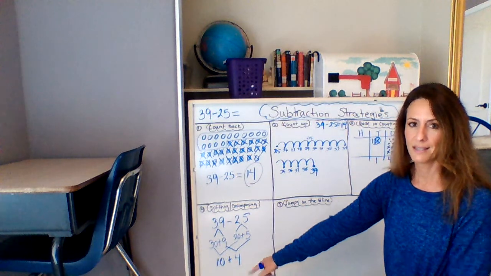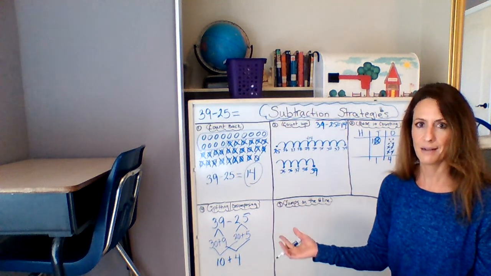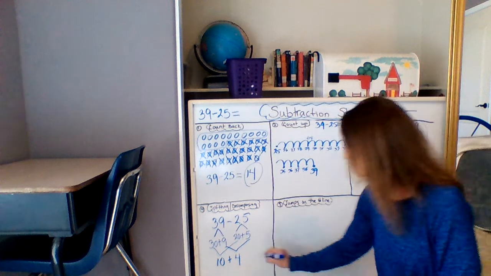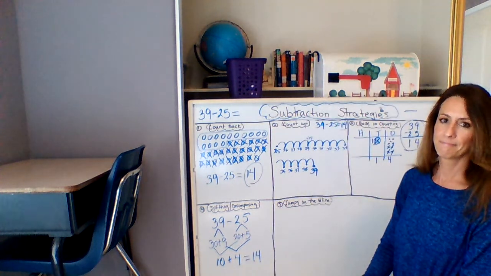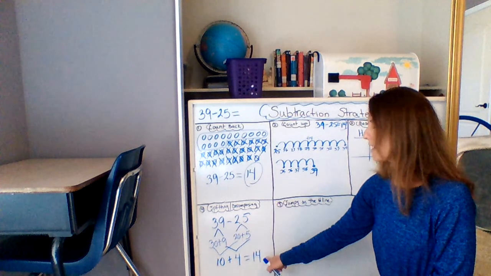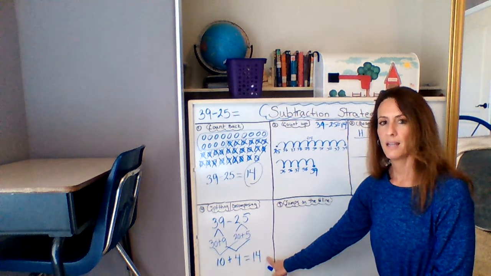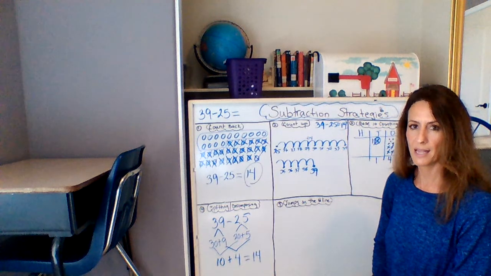Yeah, it's in expanded form. 10 and 4. What is that number? It's 14. There's our 14. 39 minus 25 equals 14. And we did that by decomposing or splitting.